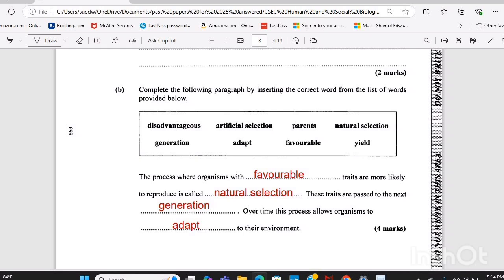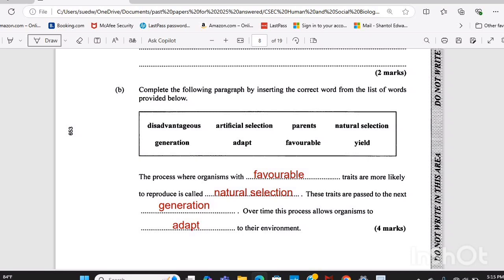It says the process where organisms with favorable traits are more likely to reproduce is called natural selection. These traits are passed to the next generation. Over time, this process allows organisms to adapt to their environment. Tell me if that wasn't an easy 4 marks.